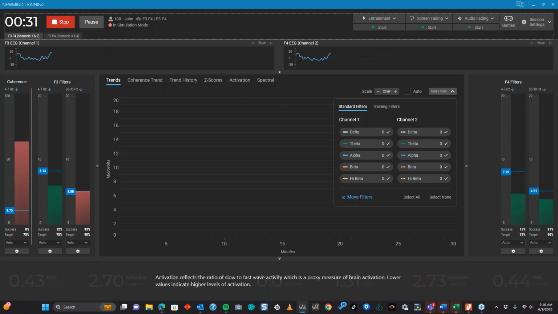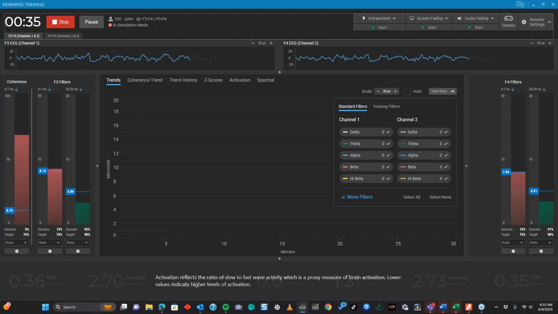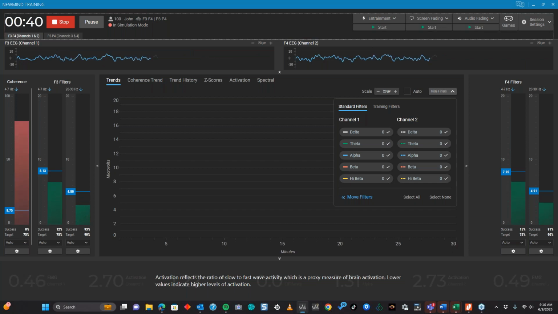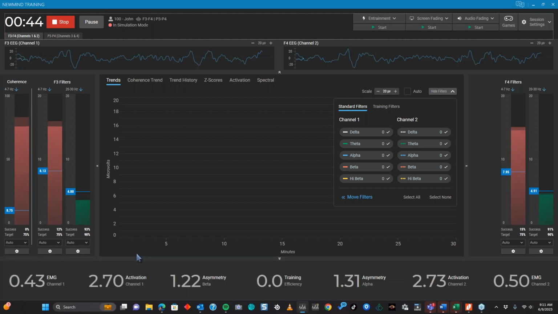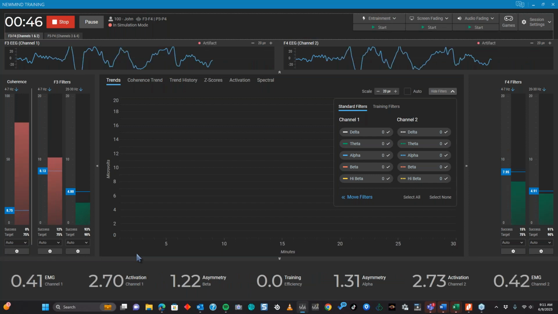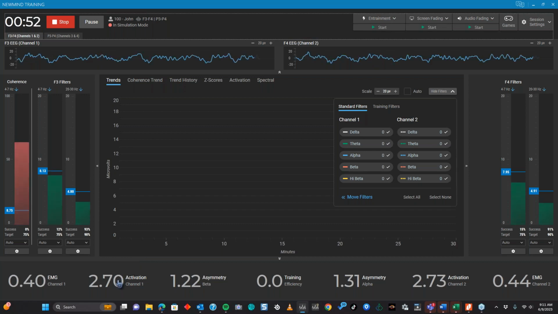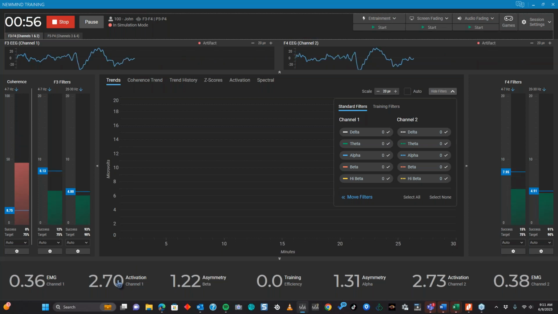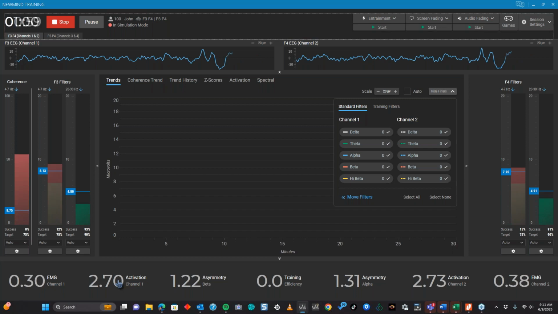So first of all, what is activation? What are we even looking at? What is that telling us? In Newmind's clinical software, activation is the ratio of slow to fast wave frequencies in the brain. It's a proxy measure of brain activation. Lower values indicate higher levels of activation. Okay, so let's break that down into human talk.